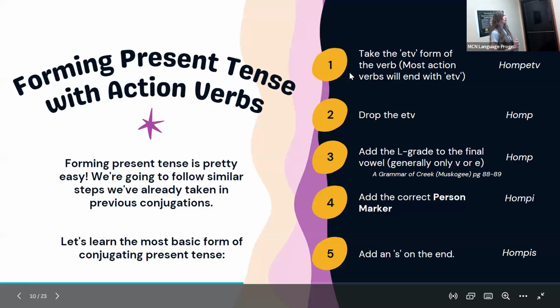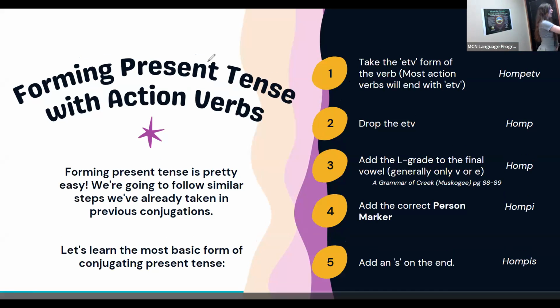Nice. Okay. So forming present tense with action verbs. Now it's going to be a little interesting. We're going to go through this piece by piece. So let me get out my pen. Okay, forming present tense is in general actually pretty easy. So don't worry, stay with it. We're going to follow a similar step we've already taken in previous conjugations. Let's learn the most basic form of doing present tense.